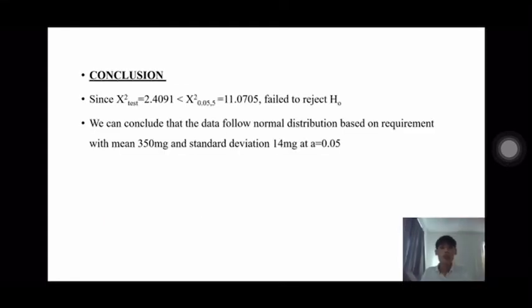In conclusion, since the chi-square test equal to 2.4091 is smaller than chi-square alpha 0.05 and degree of freedom 5 equals to 11.0705, we fail to reject the H0. We can conclude that the data follow the normal distribution based on the requirement with mean 350 mg and standard deviation of 14 mg at alpha equal to 0.05. That's all for question B.